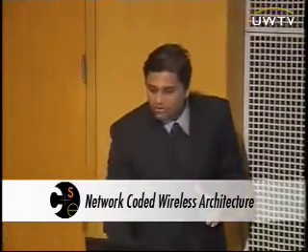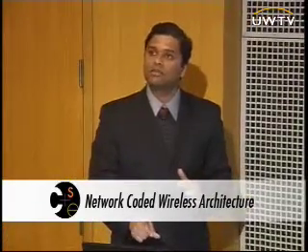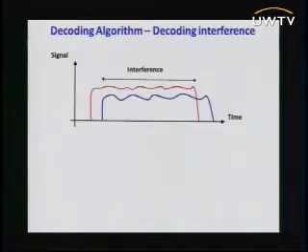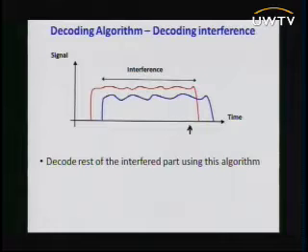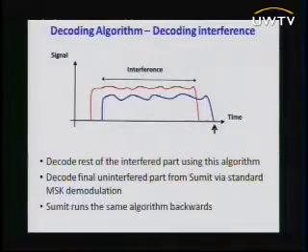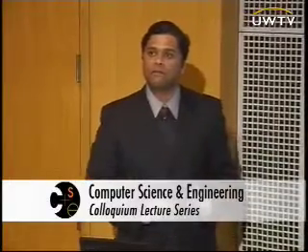All he has to do is find the angle between these two complex numbers. He knows it is minus 90 degrees, and he knows Sumit transmitted bit 0. So he has managed to decode Sumit's bit. And he repeats this process for the rest of the interfered signal, again until he reaches an interference-free part. And there he decodes using standard MSK demodulation. So what does Sumit do? Sumit repeats the same process, but backwards, to decode David's packet.